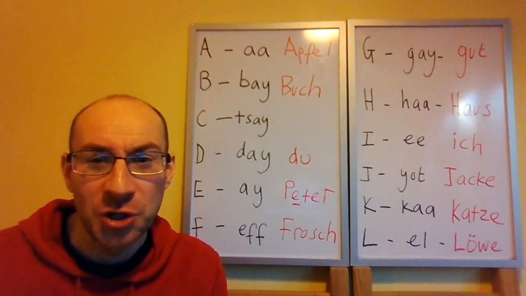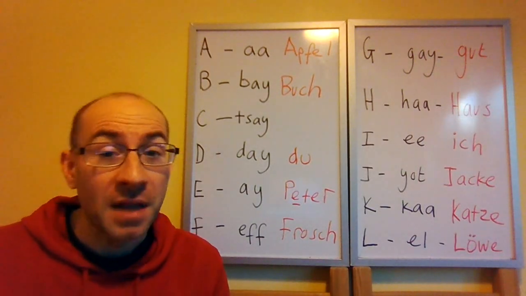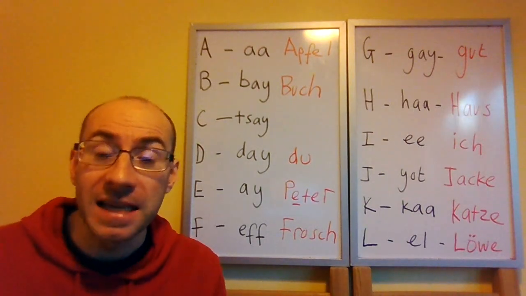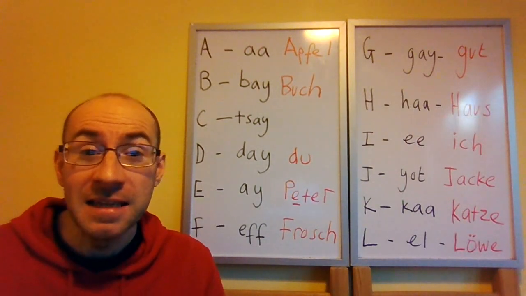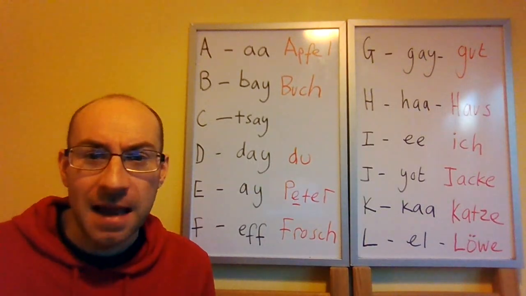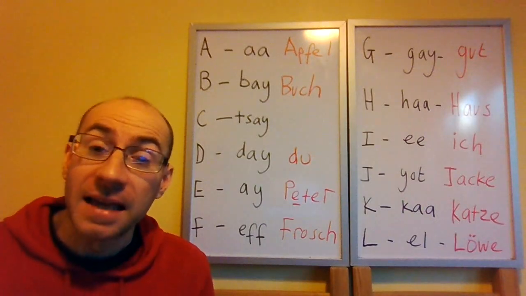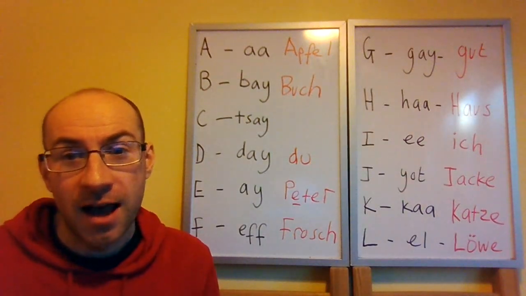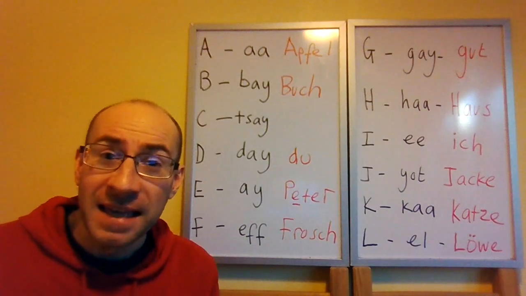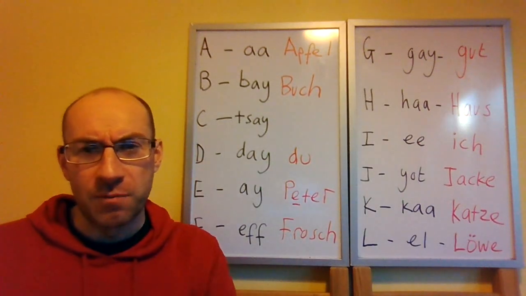Again, please, make sure you're doing this with me. A, B, C. D, A, F. G, H, I. J, K, L. We'll do it again this time, just once. A, B, C. D, A, F. G, H, I. J, K, L. One more time. A, B, C. D, A, F. G, H, I. J, K, L. Very well done, everybody.